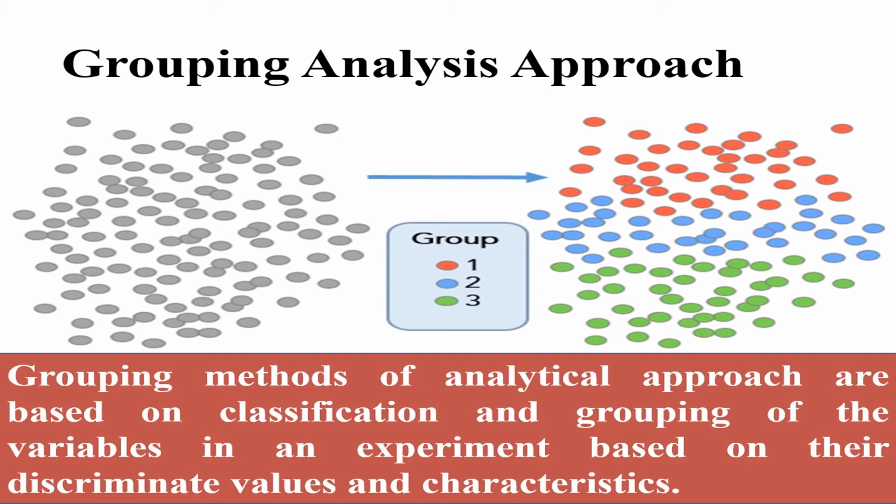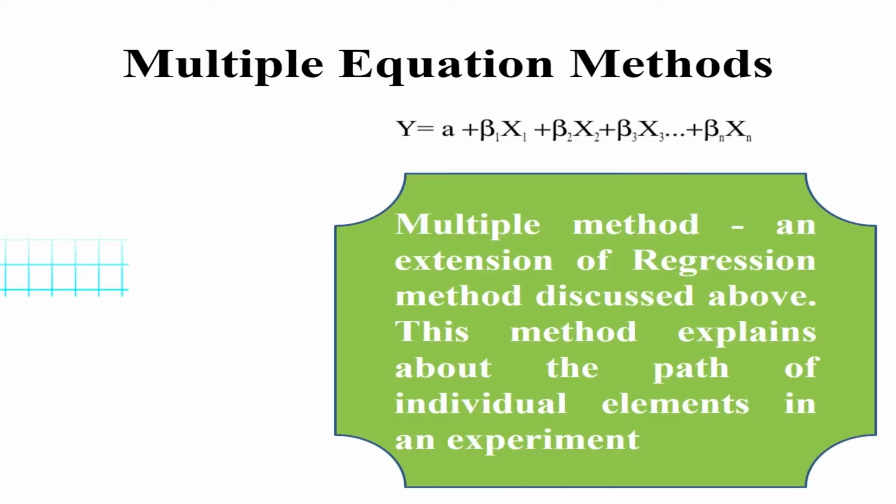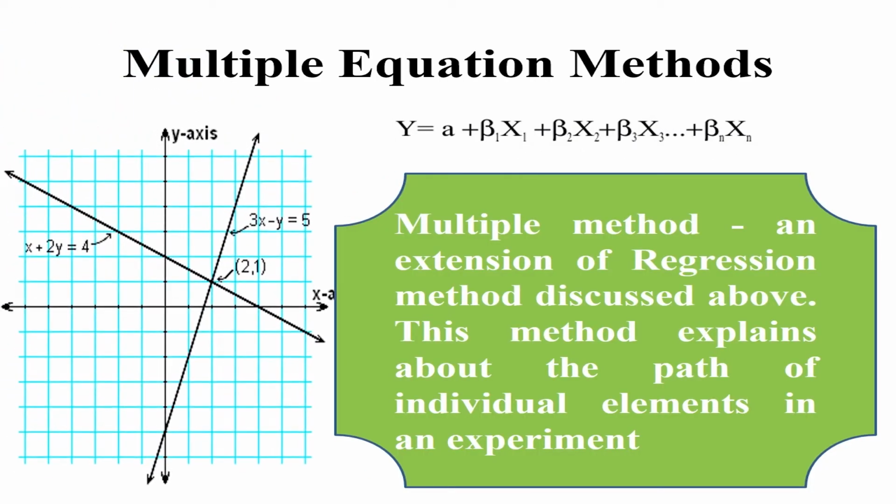Grouping analysis approach. Grouping methods of analytical approach are based on classification and grouping of the variables in an experiment based on their discriminate values and characteristics. Multiple equation methods. Multiple method is just an extension of the regression method discussed above. This method explains the path of an individual element in an experiment.